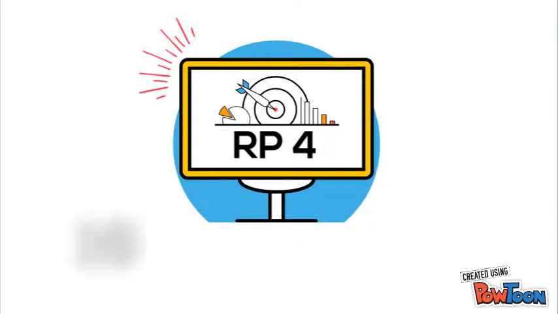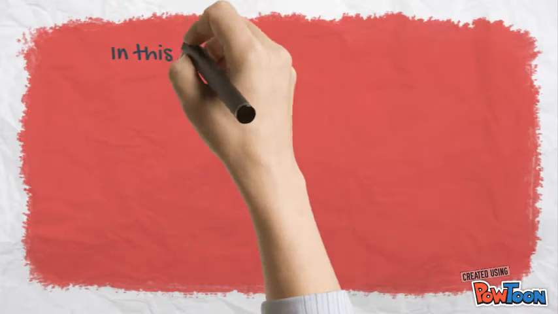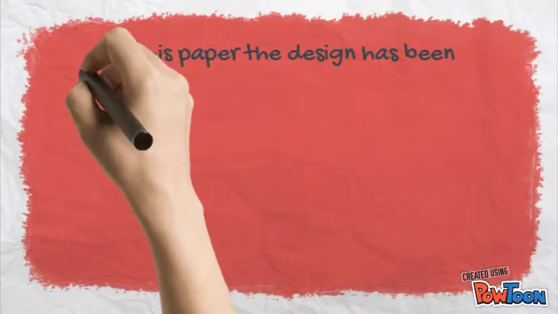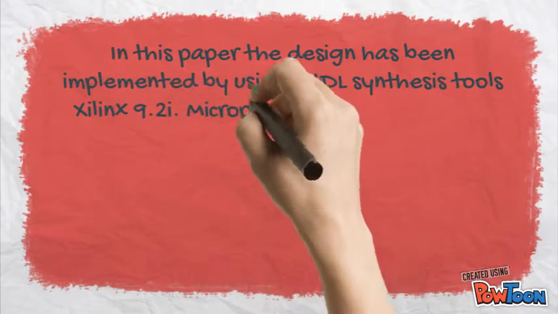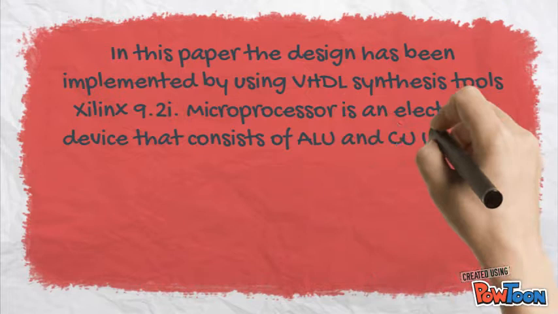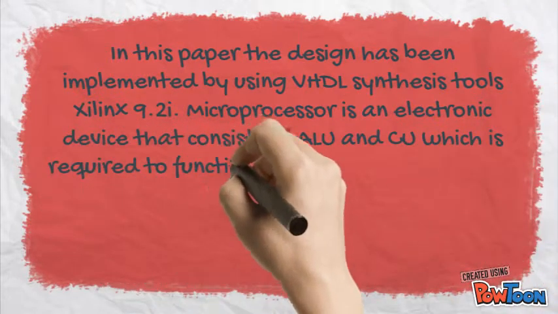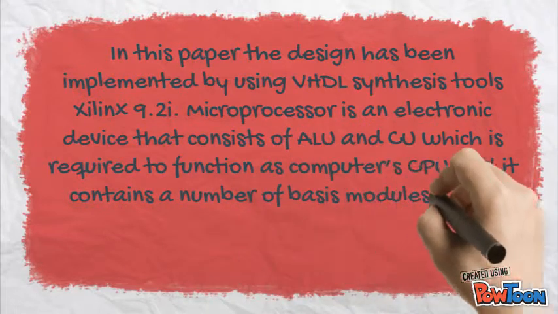Review Paper 4. 16-bit microprocessor design and simulations in VHDL. Abstract. In this paper the design has been implemented using the VHDL synthesis tool Xilinx 9.2i. A microprocessor is an electronic device that consists of all the CU which is required to function as a computer CPU, and it contains a number of basic modules which together complete the processor.